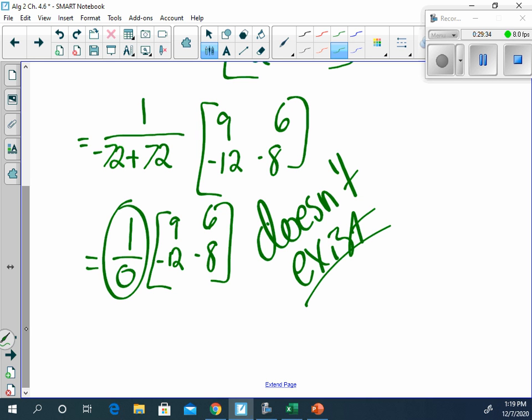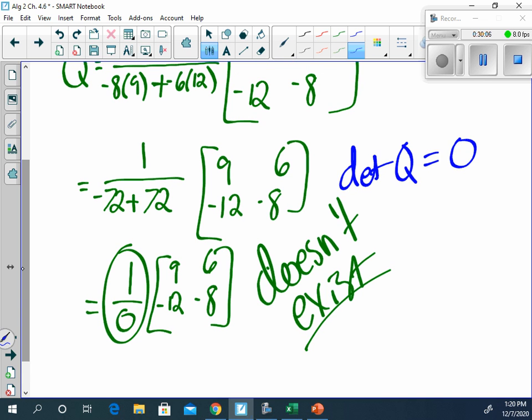So this one here does not have an inverse because its determinant is 0. Really, if the determinant of the matrix is 0, then its inverse does not exist. So the determinant of matrix Q for this here is equal to 0, so its inverse does not exist. And that's all we have to do for this here because it doesn't have an inverse. This one here is not invertible. Questions on this here?